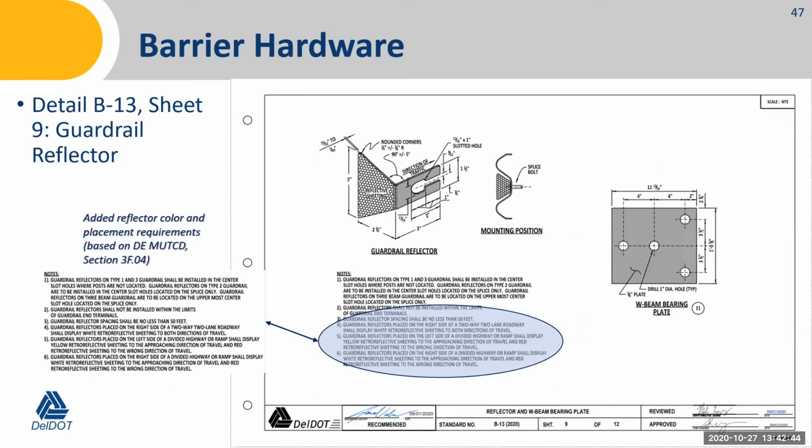Sheet 9 related to the guardrail reflector. I talked about this with the spec update. We added notes in here related to the guardrail reflector spacing, as well as the color of the sheeting, depending on which situation you're in.